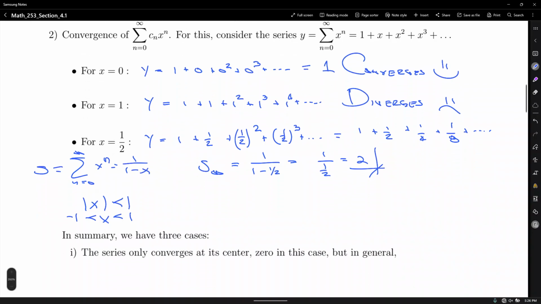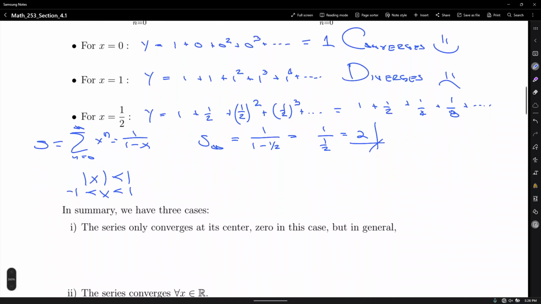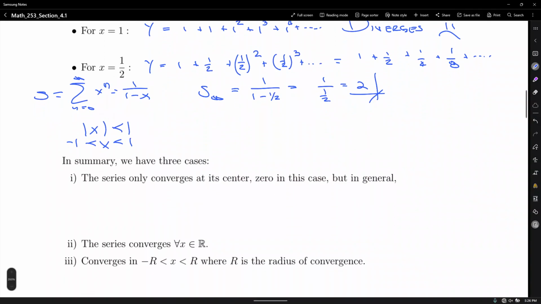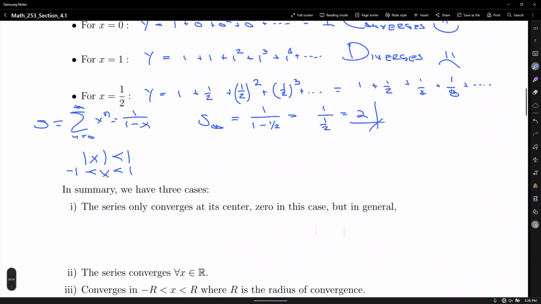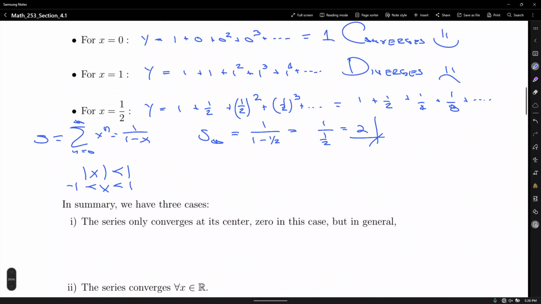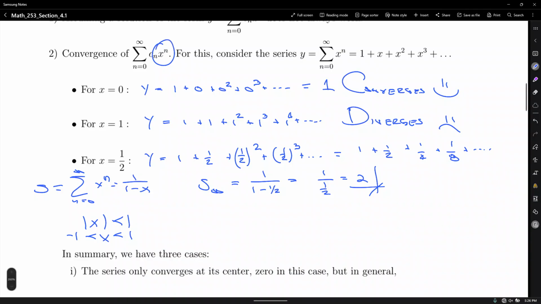So, what else besides the convergence of the series? When it comes to checking the convergence of a power series, we have three cases, if you remember from calculus 2. Case number one: a series may converge only at its center, zero in the case that I just showed you here.